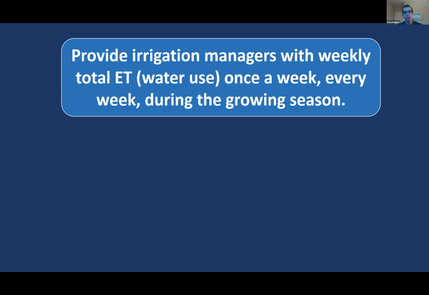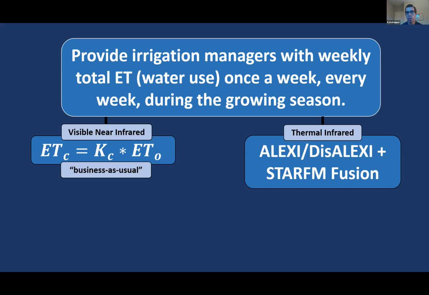So the walkthrough of the experiment: we wanted to provide irrigation managers with weekly total ET once a week, every week during the growing season of 2018. On top of this, we wanted to test whether or not our Latency, Dyslexy plus StarFM fusion model, which again is based on thermal infrared imagery, outperforms a business as usual approach commonly applied in the irrigation community.